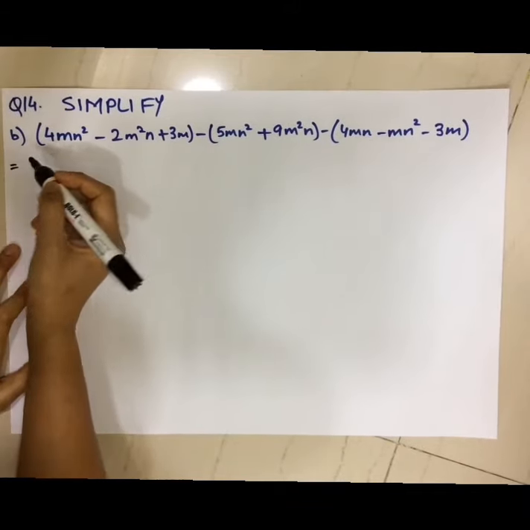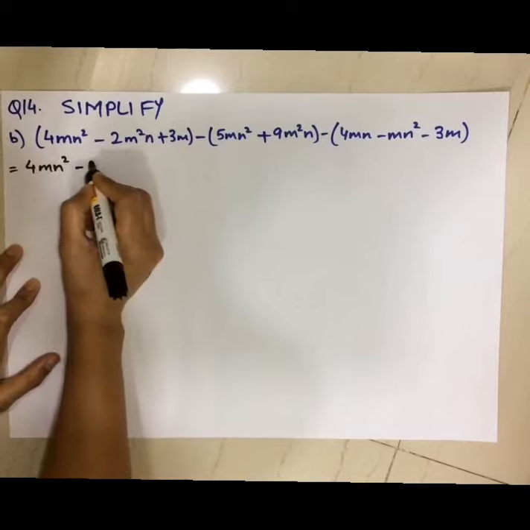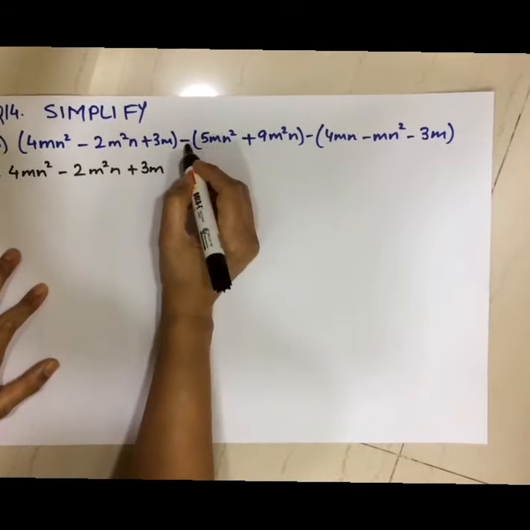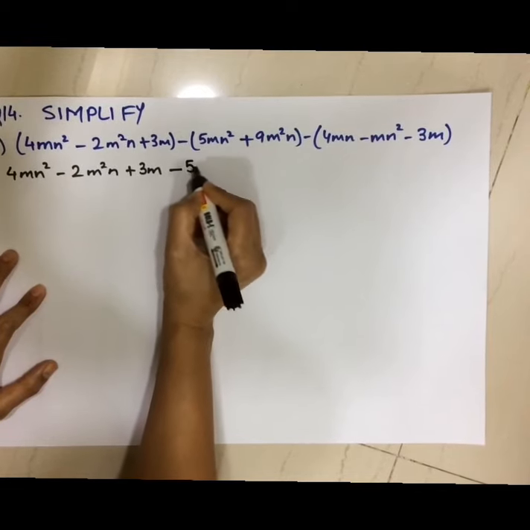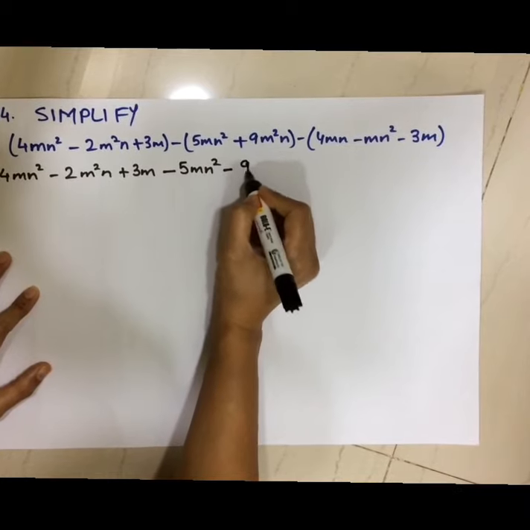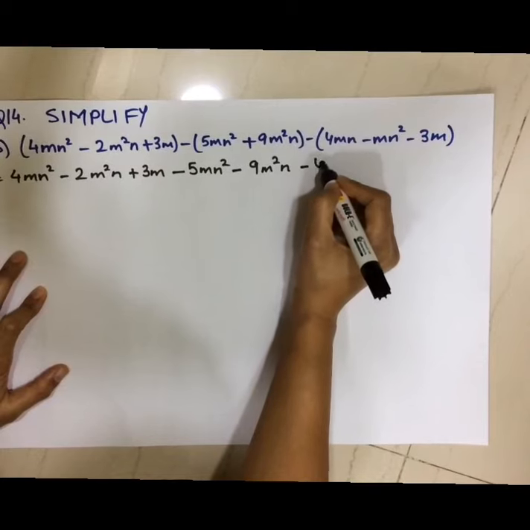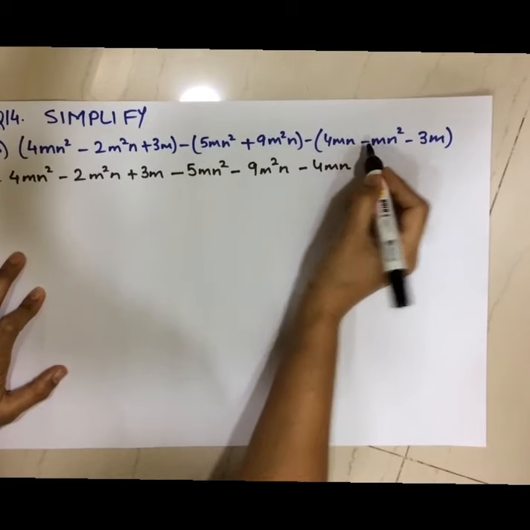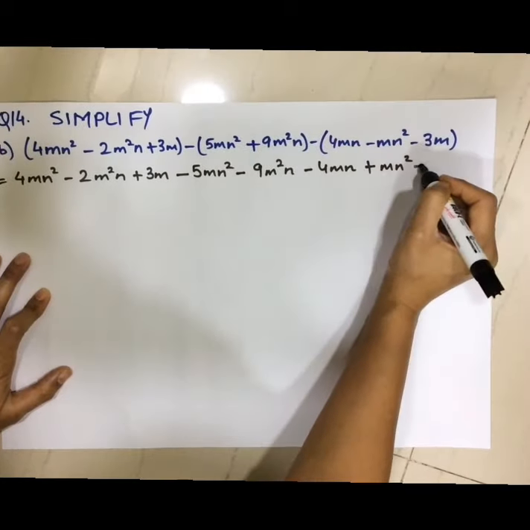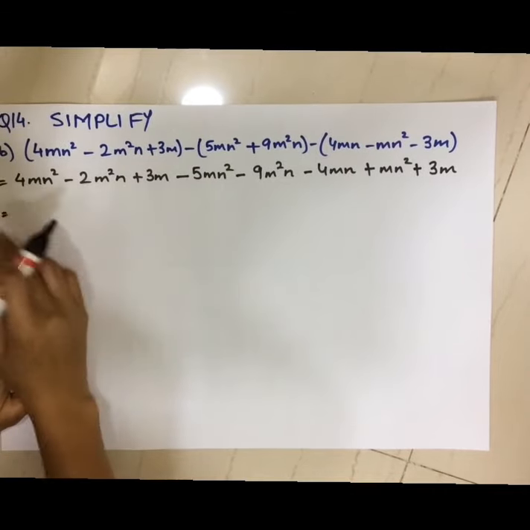So first of all we have to open the bracket. So it's 4mn square minus 2m square n plus 3m. Now minus and plus gives us minus 5mn square, minus and plus again gives us a minus 9m square n, minus and plus minus 4mn, minus and minus gives us a plus mn square, minus and minus again gives us a plus 3m. So now we are going to take all the same variables on one side.